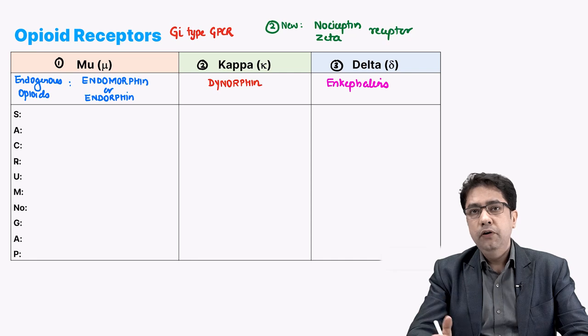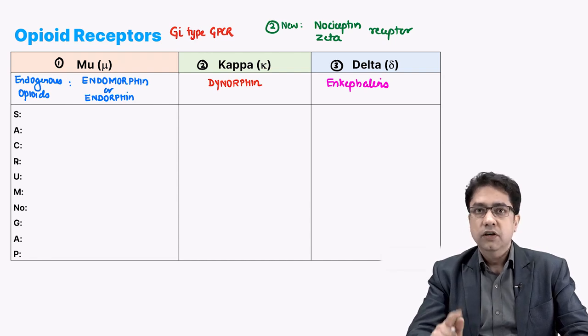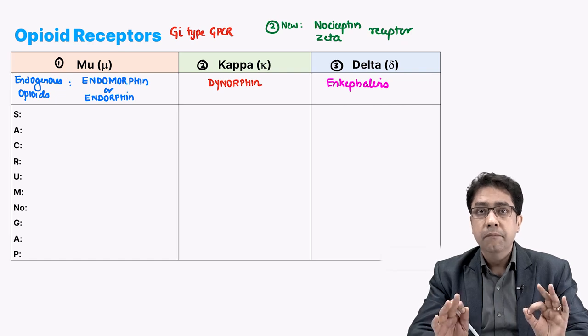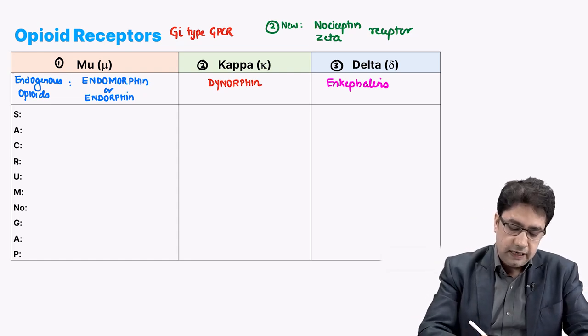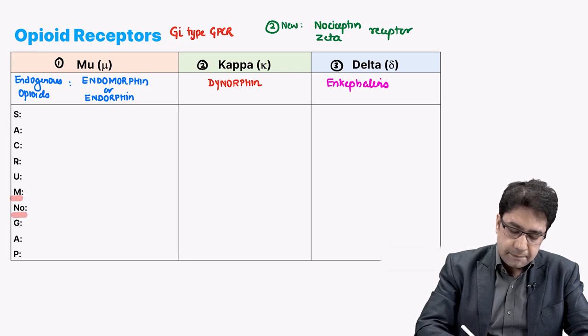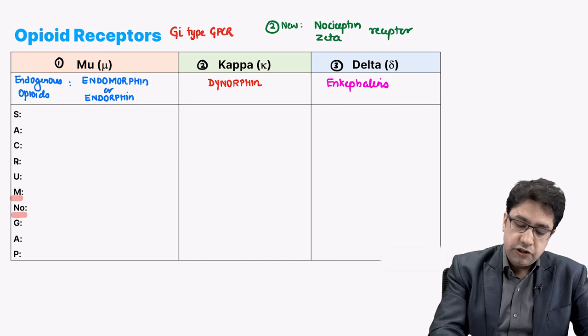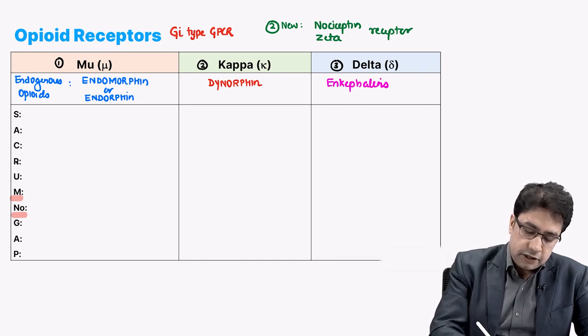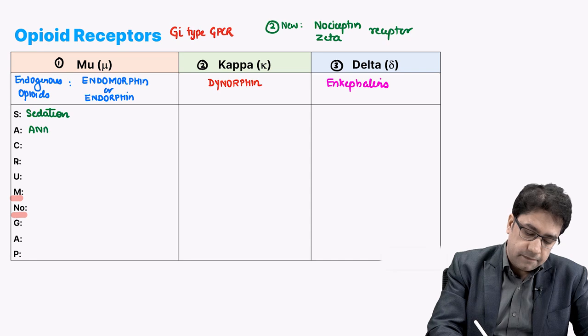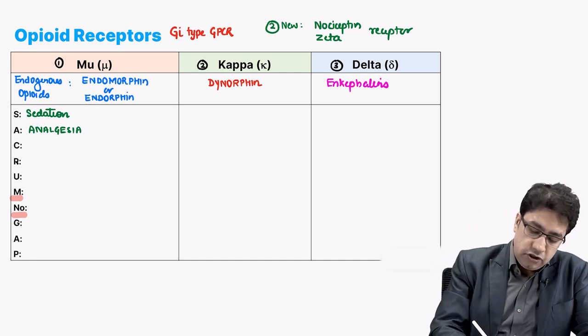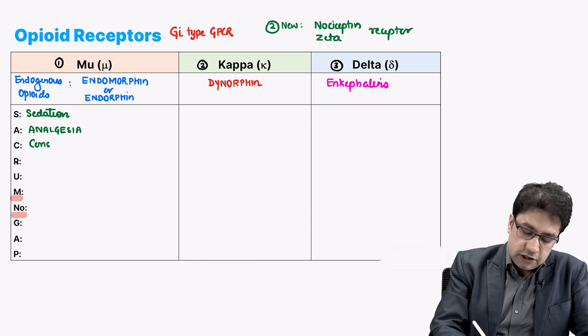Now, if we stimulate the mu, kappa and delta receptors, what changes or effects will be produced in our body? Let's first focus mainly on the mu receptor. What is the function of the mu receptor? We can remember with the help of a mnemonic, SACRUM NO GAP. Stimulation of the mu opioid receptor leads to S for sedation. Second point, they produce an analgesic effect. Analgesic means they have pain relieving property. Then in the GIT, remember they produce constipation.